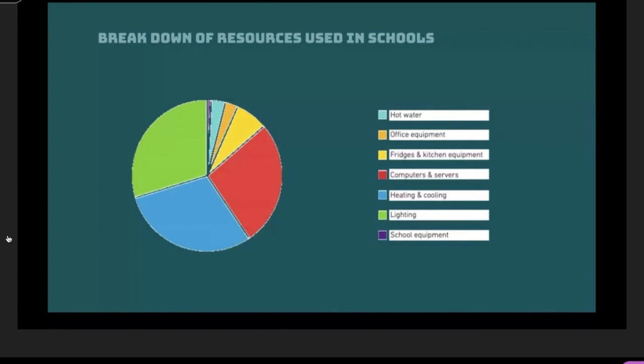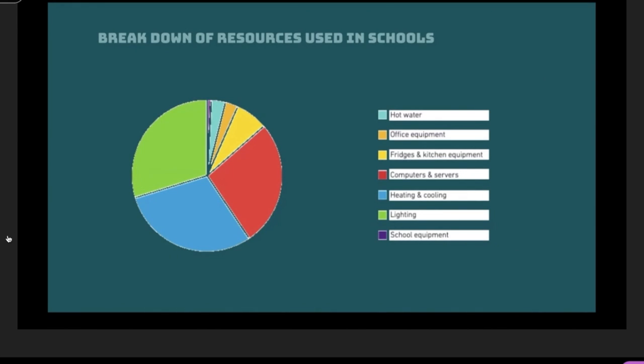As you can see, the top contributors are heating and cooling, lighting, and computer services. Obviously, a big part of this is needed in school, so a lot of it can't be changed, but there is a lot of awareness that can be raised around these things and control put back into the students' hands, for lack of a better term, taking the power back.